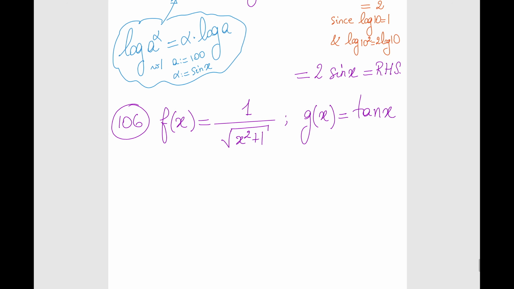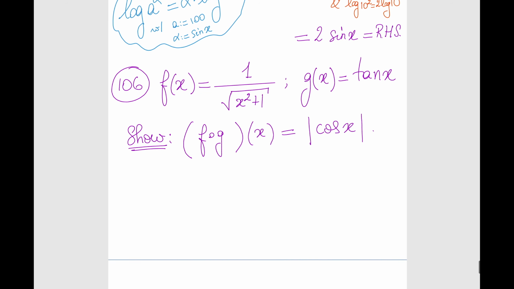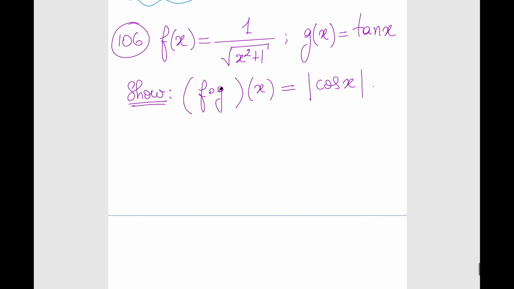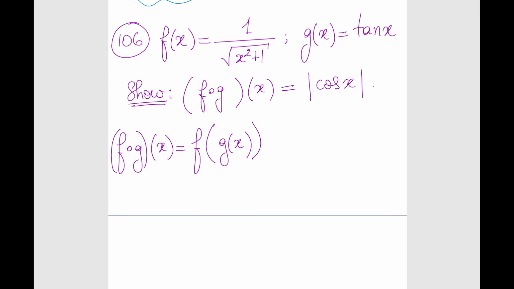What we want to show, that the composite function f composed with g acting at x is nothing more than the absolute value of cosine x. That's what we want to show, right? Okay, let's do it. Remember composite function? How does the composite function operate? Well, it's f acting at g of x, right? So this is f acting at the function g of x, and what's the output of g of x? It's tangent of x. Correct? That's g of x. G of x is tangent of x.